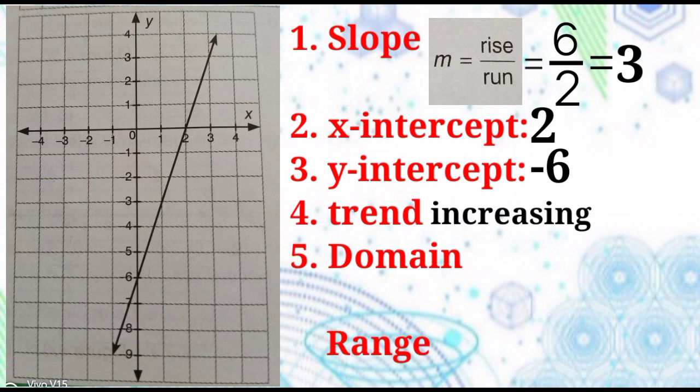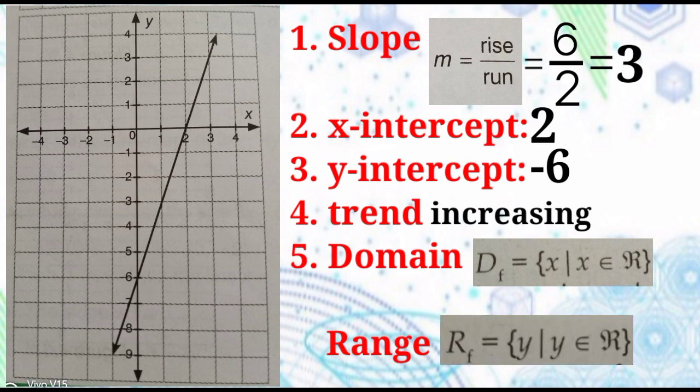Lastly, for the domain and range, extending naman sa parehong side ang line. Walang square root symbol at wala ding rational algebraic expression. Therefore, the domain is the set of all x such that x is an element of the set of real numbers. And the range is the set of all y such that y is an element of the set of real numbers. This is it. This is how to describe the graph of a linear equation.